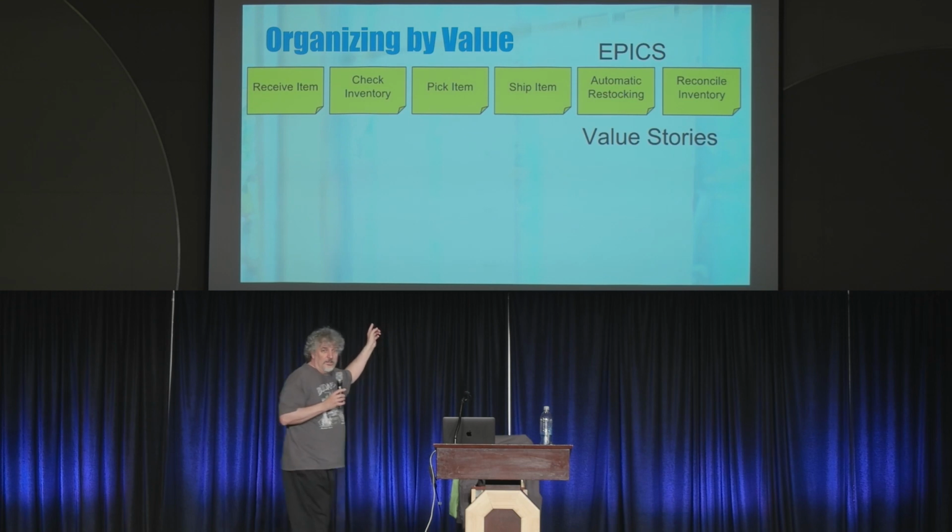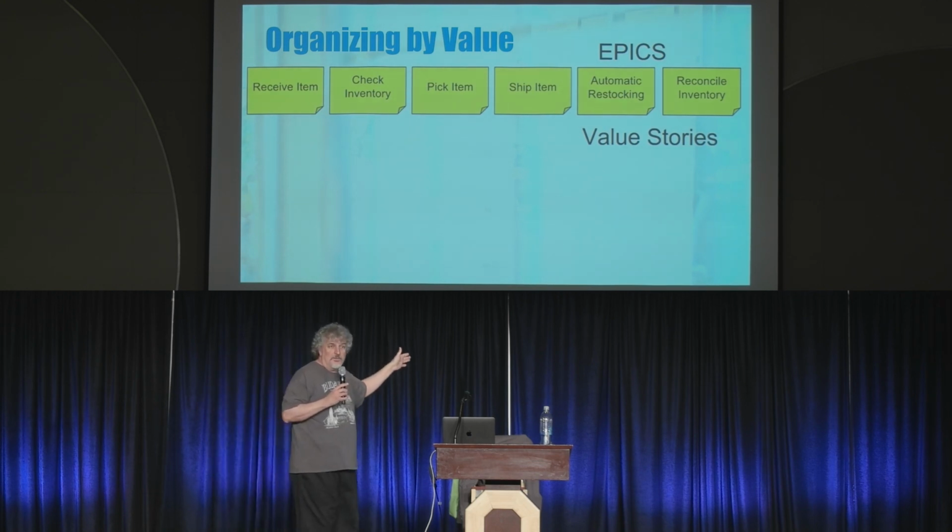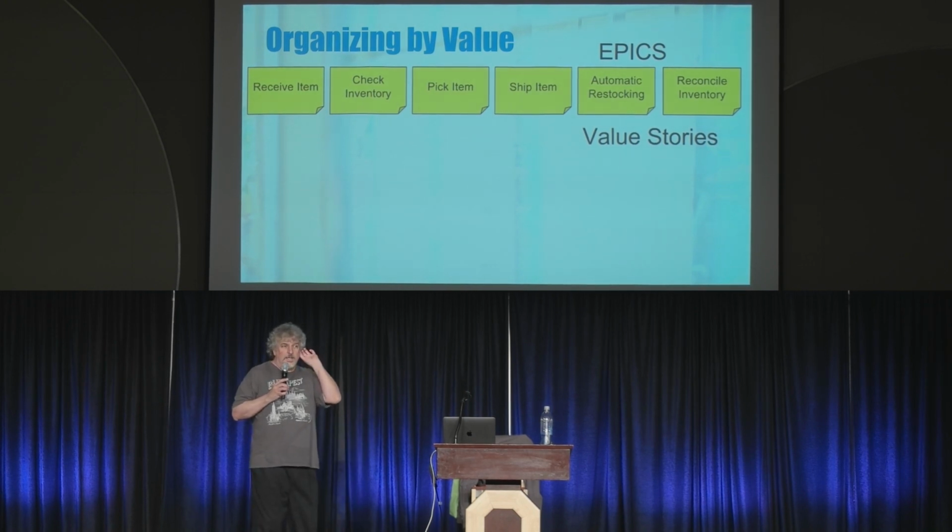The biggest risk is between these items, in the handoffs from receive item to check inventory and check inventory to pick item. That's where most of the risk is. It's easy enough to build your little module. It's really hard to get it to integrate with the other functions. Why else do you think this is troublesome?